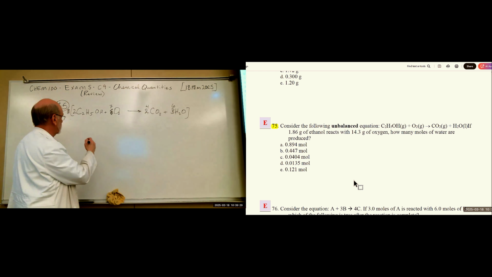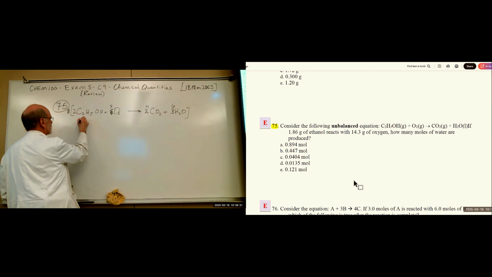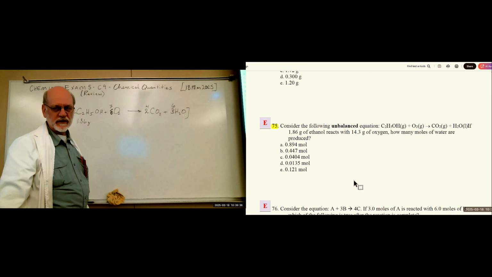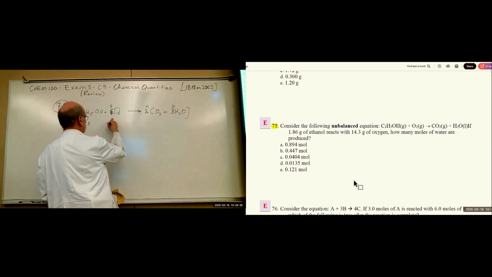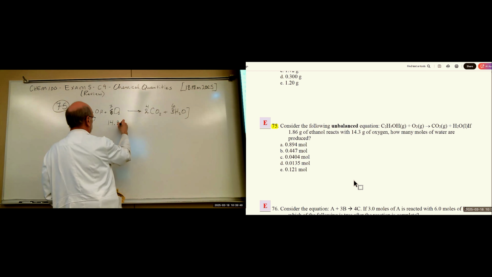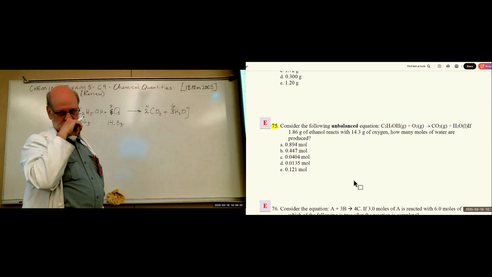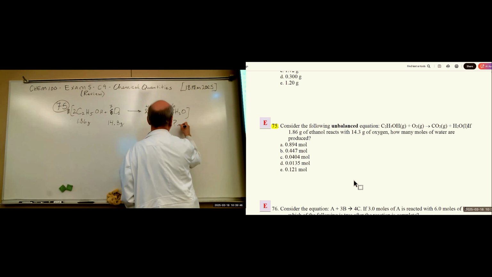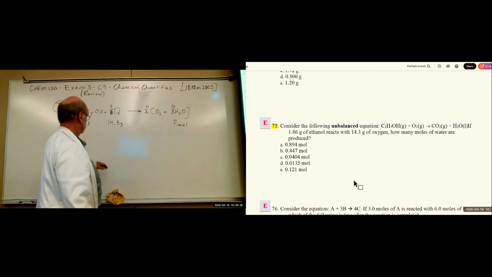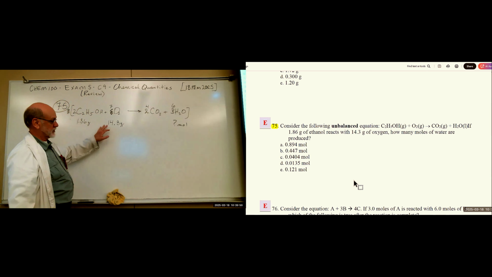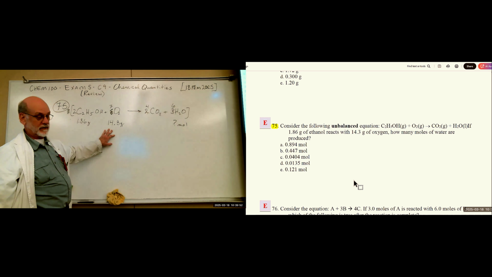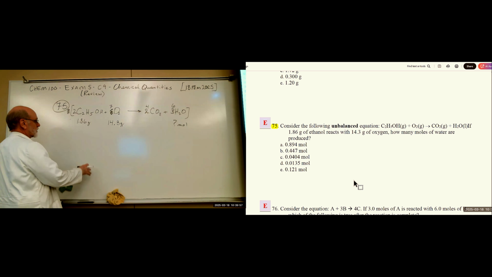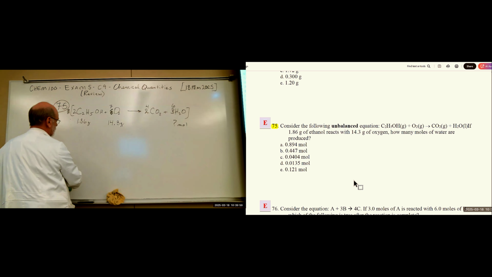1.86 grams of ethanol reacts with 14.3 grams of oxygen. How many moles of water are produced? So we're looking for moles. We're given exact amounts for the reactants. That means one of them is going to run out. So I'm going to convert this to moles and that to moles.